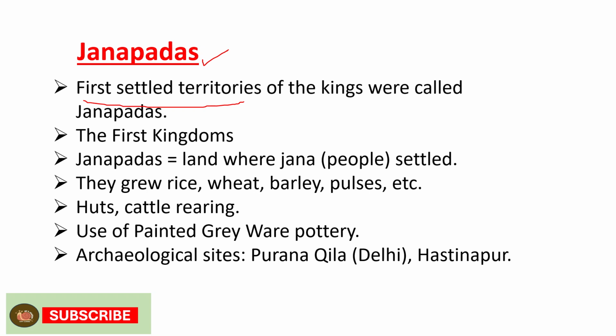They grew rice, wheat, barley, pulses, etc. They lived in huts and started to rear animals. They were using grey pottery. Archaeologists found some sites of Janapadas near Delhi, in the Purana Qila. It was known as Hastinapura.